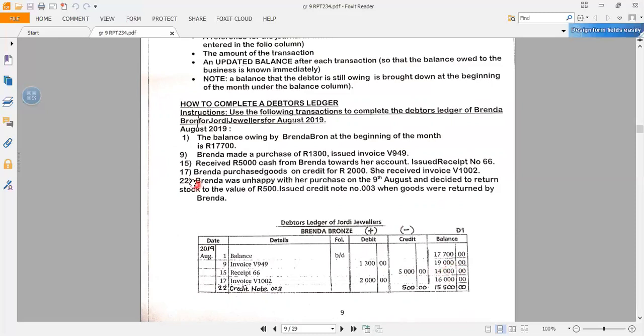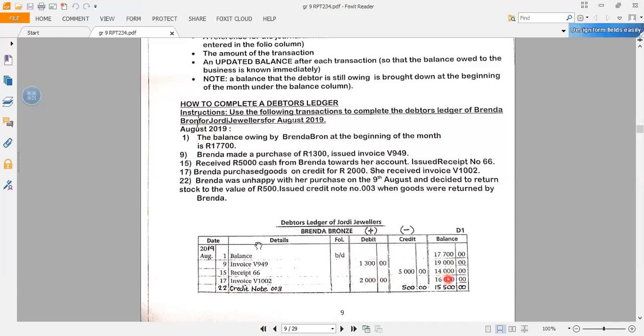The next one, on the 17th, Brenda purchased goods on credit for 2,000. She received invoice V1002. So on the 17th, it's invoice V1002. Again, it's supposed to be the debtors journal. So when Brenda purchased again, the amount of 2,000 Rand was added to 14,000. That's 14,000 plus 2,000 to give me 16,000.